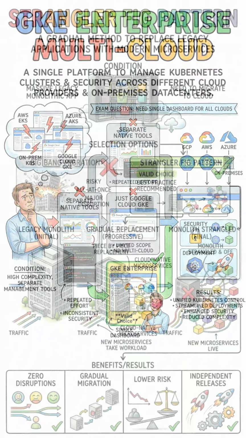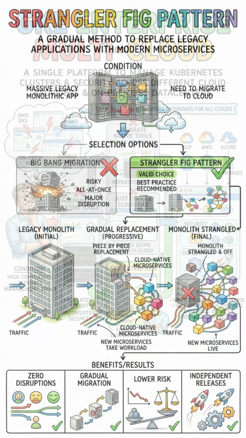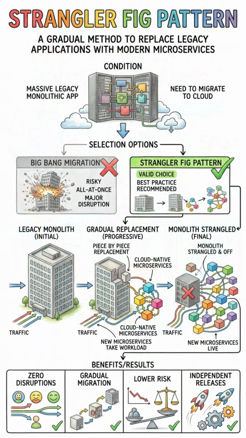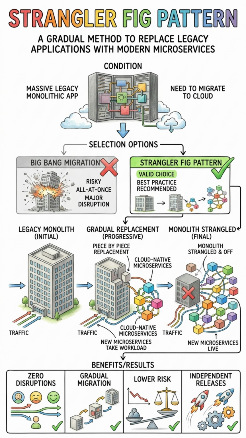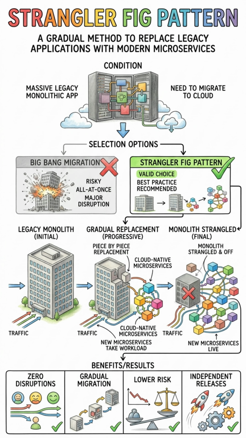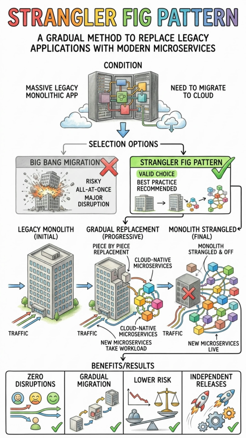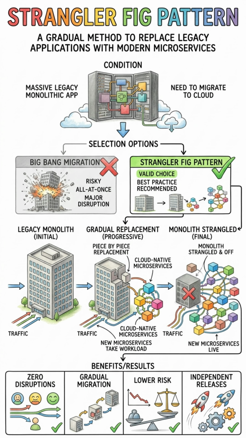When migrating a massive monolithic application to modern microservices, you should employ the Strangler Fig architectural pattern. This strategy involves gradually replacing specific pieces of the legacy application with new cloud-native microservices one piece at a time. Over time, the new microservices handle more and more of the workload until the old legacy system is completely strangled and can be safely turned off without any major service disruptions.